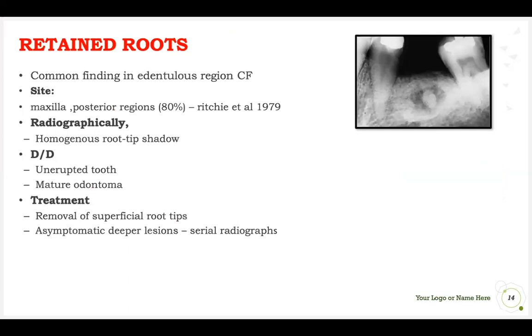The next lesion is retained roots. They also appear radio-opaque. As you can see in the image, there is a radio-opaque root remnant. Radiographically, it will be seen as a homogeneous root tip shadow. Differential diagnosis included unerupted tooth or even mature odontoma.